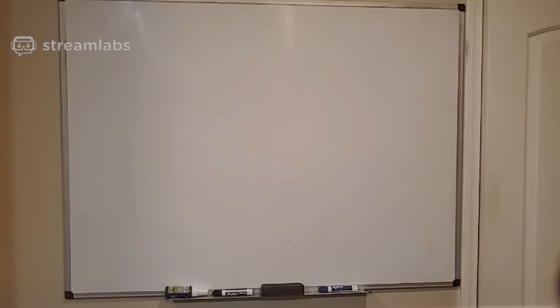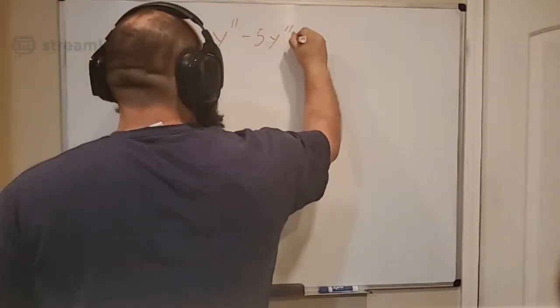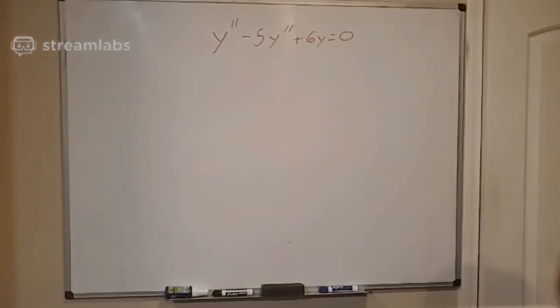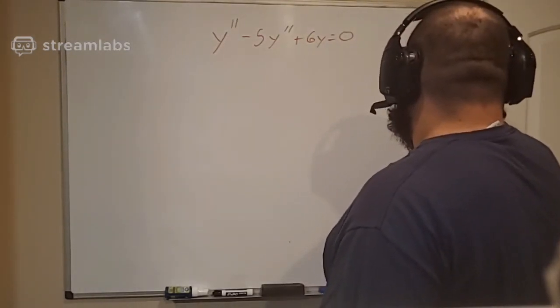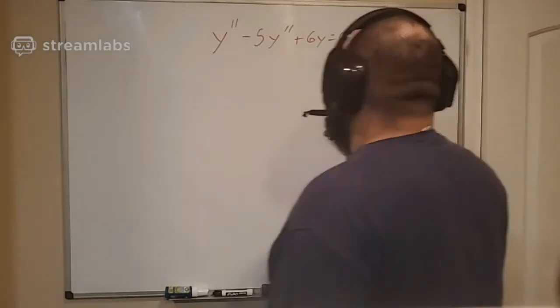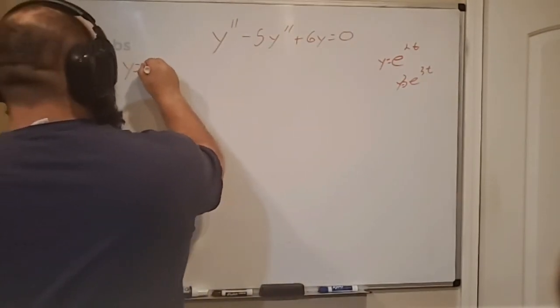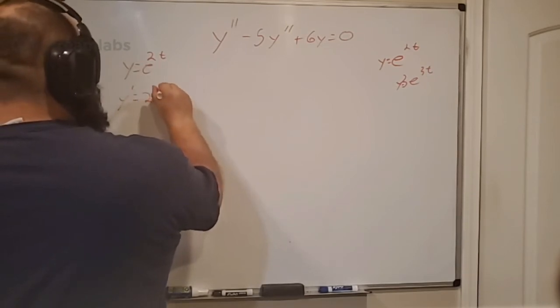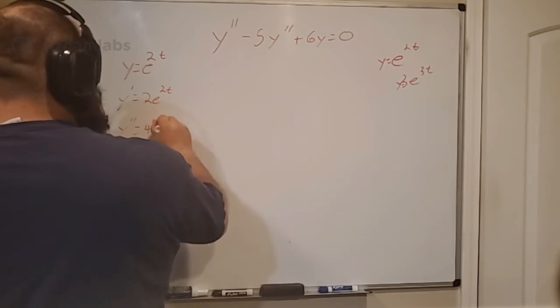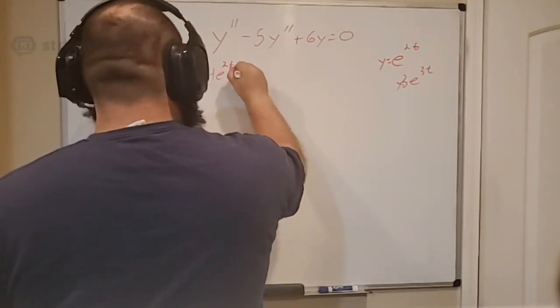And by looking at the answer choices, 1 and 2 work, so I can show that. y double prime minus 5y plus 6y. Then you have e to the 2t and e to the 3t. So if you do the first one, you have y is equal to e to the 2t, so y prime is 2e to the 2t, and y double prime is 4e to the 2t. So you get minus 5 times 2 plus 6.